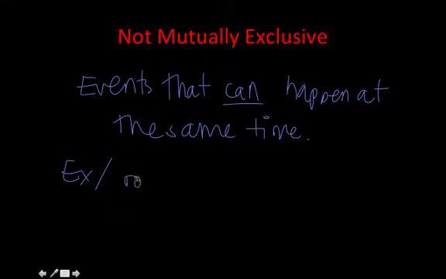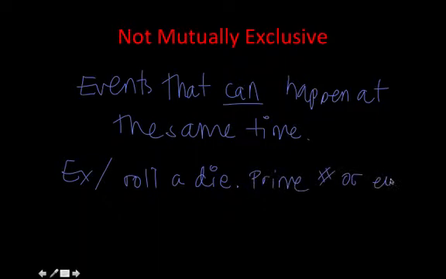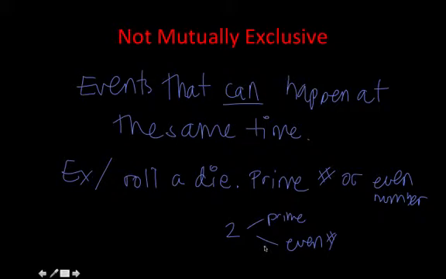So say I'm rolling a die. I'm interested in the event when I roll a prime number and an even number. Well, those two events are not mutually exclusive because, for example, we could roll a 2, and 2 is both prime and it's an even number. So these two events are happening at the same time.